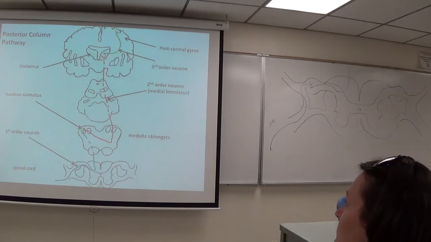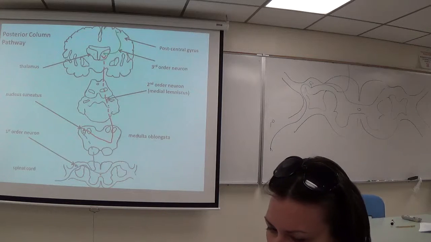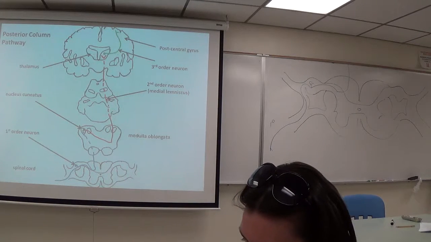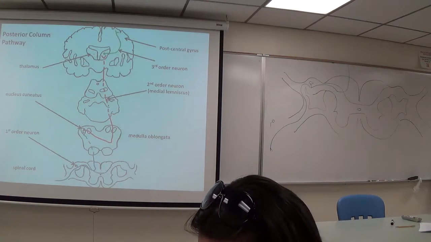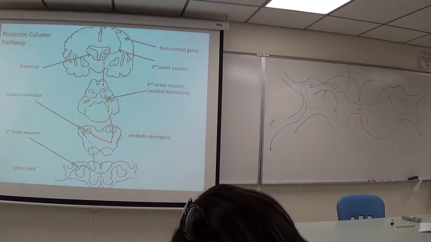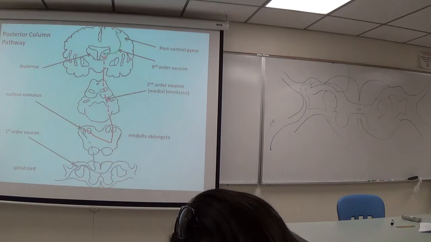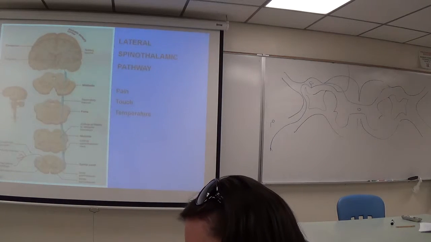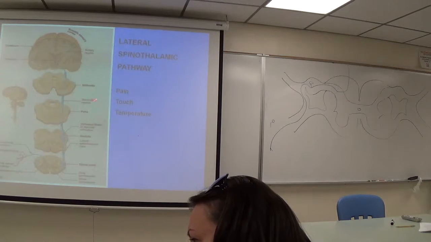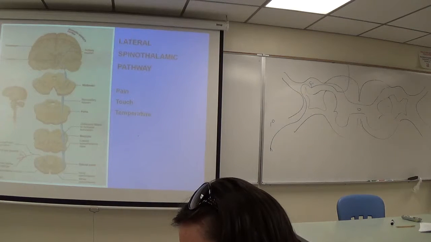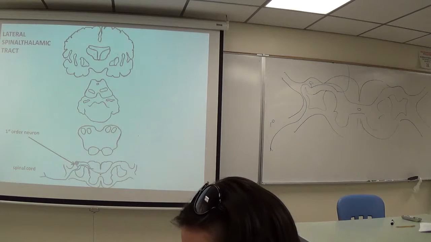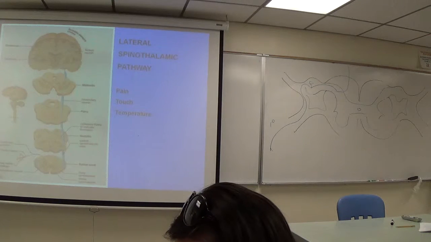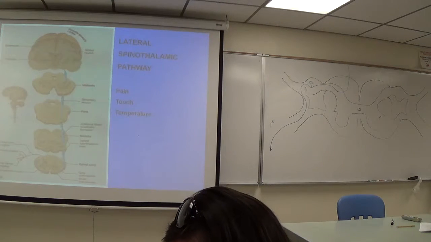The next pathway is the lateral spinal thalamic. There is an anterior spinal thalamic, but we're not going to deal with it. The crossing over happens differently. It carries the same kind of information, but it's not as common. So the lateral spinal thalamic pathway, you can find pictures online where it's more three-dimensional. It's pain, touch, and temperature from either your body, skin, muscle, or organs.